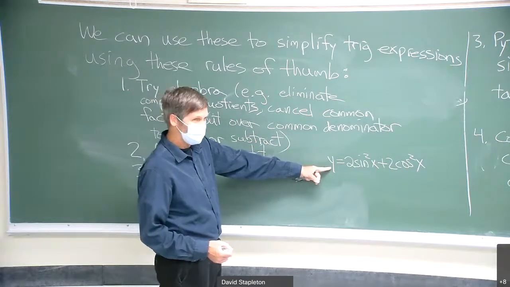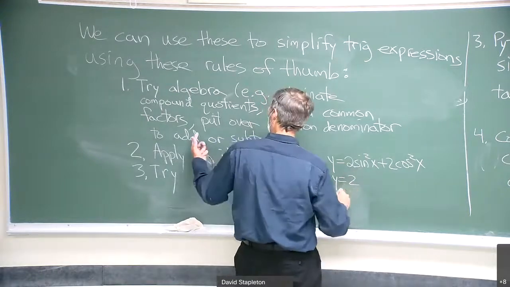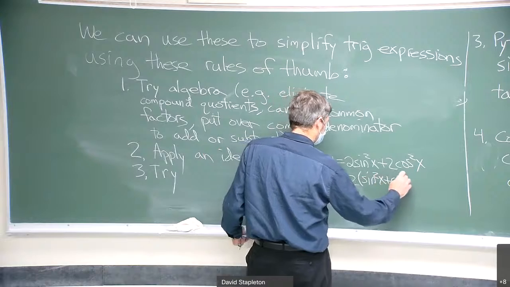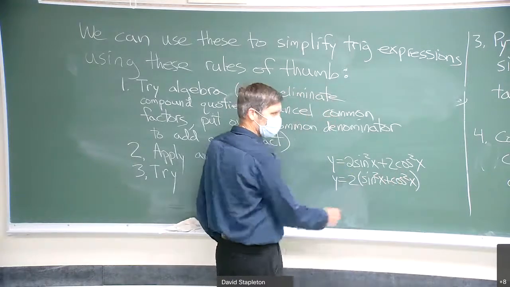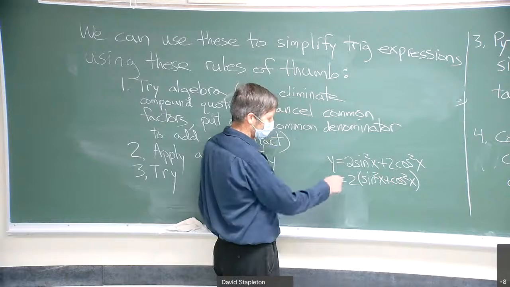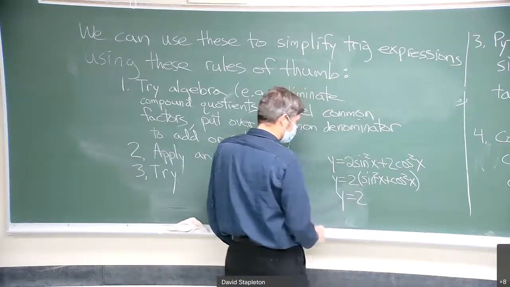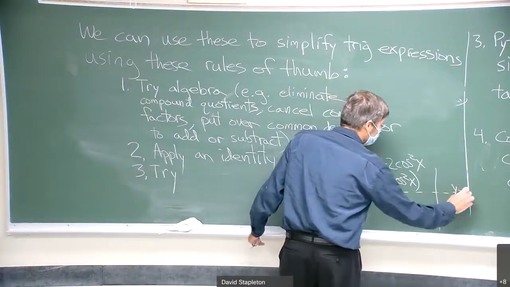Absolutely trivial, believe it or not. This is y equals 2 factored out. I'm using factoring from algebra: sine squared plus cosine squared. But sine squared plus cosine squared is 1 by the Pythagorean identity. So this is y equals 2 times 1, or y equals 2. Its graph is a horizontal line, right? Y equals 2 like that.